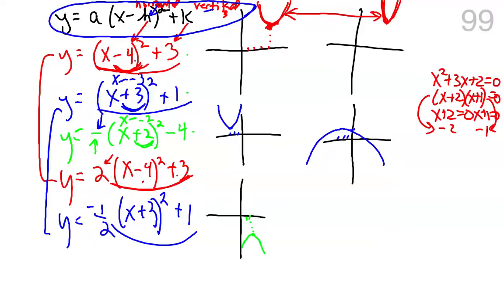Okay, so that's the basic idea behind vertical and horizontal shift. Horizontal in the parentheses, vertical at the end. The role of the A is to make it either more narrow or more wide, and if it's negative, it flips it. Now, these ideas are not limited to parabolas.